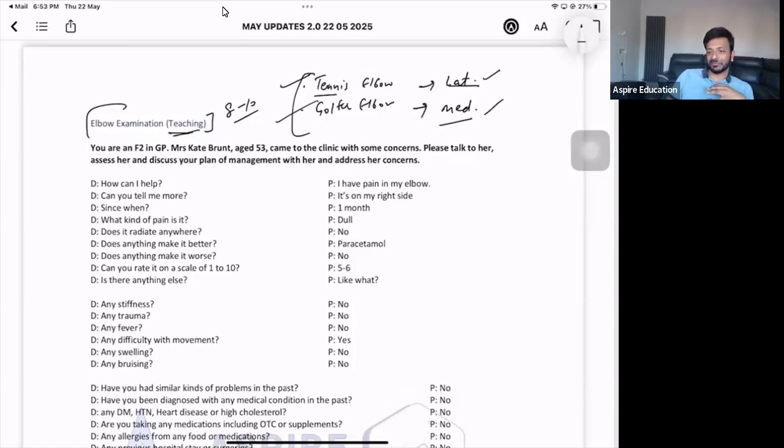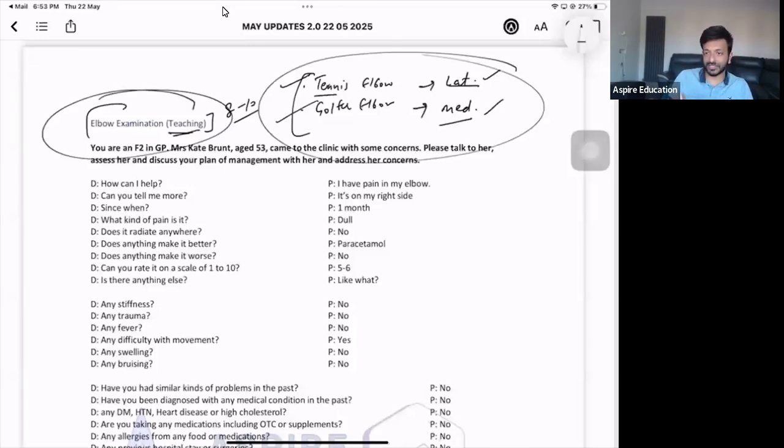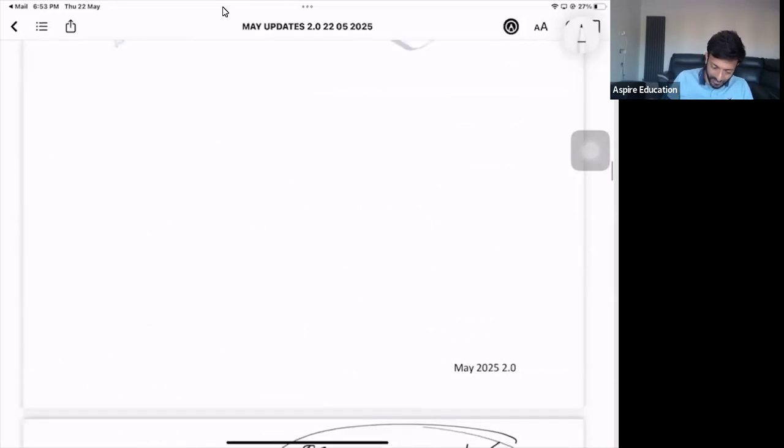Any idea? Patient has got pain in both medial and lateral epicondylitis. Yes, this patient might be a chef or this patient might be a painter as well. So just be careful, right? As I said, this hasn't come, but soon you will see it in your exams. So be careful. It can come as a teaching station, can come as a combined station as well. All right.